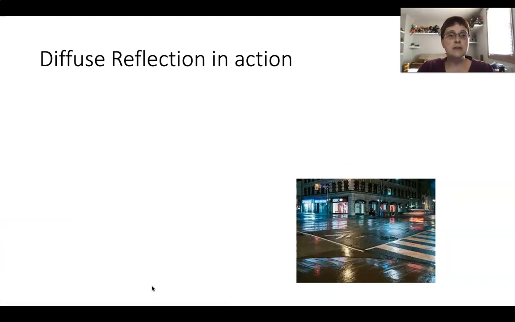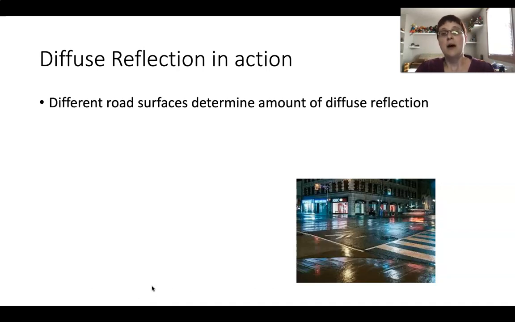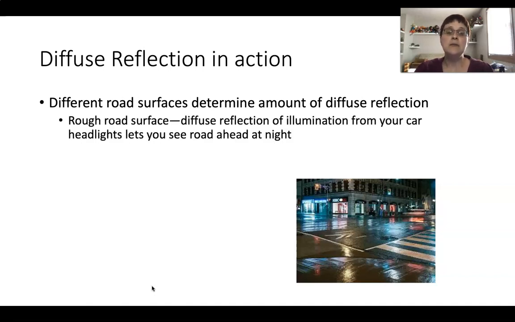So, diffuse reflection in action. This is something that some of you may have experienced, whether it's when you've been driving or when you're trying to take photo shoots or something like that. Because, for example, road surfaces are going to determine the amount of diffuse reflection. So think about if you're driving at night on a regular road and it's dry. The road surface is going to be rough, so you're going to get diffuse reflection.